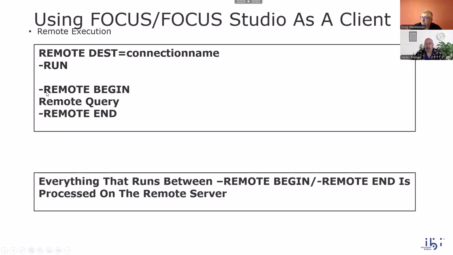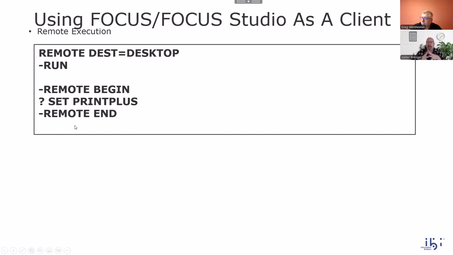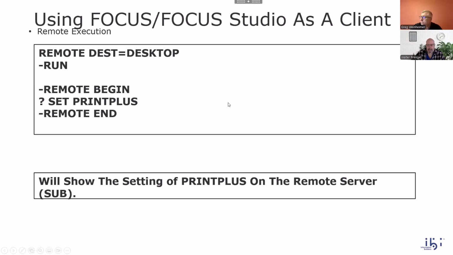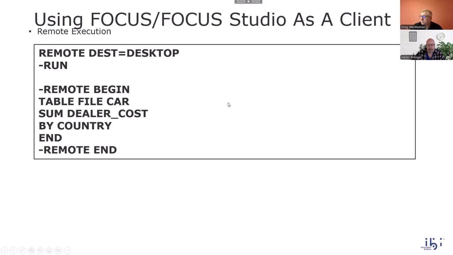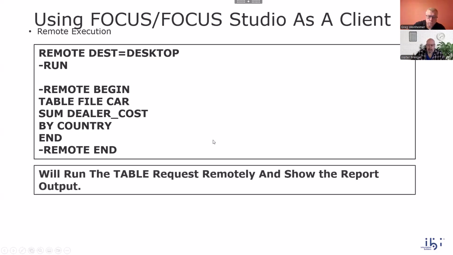Now be careful, because if I have a remote begin, but I don't have a remote end, you're going to get unpredictable results because we didn't know the passing. So if I do remote begin, question mark set print plus, remote end, then this will return the print plus setting value on the remote server. Table file car, sum the other cost by country, again, runs on the remote server.